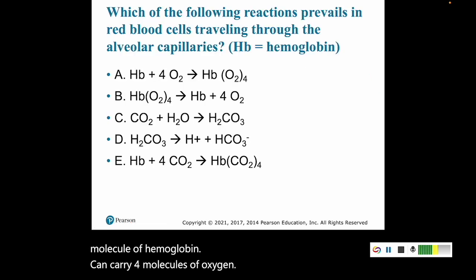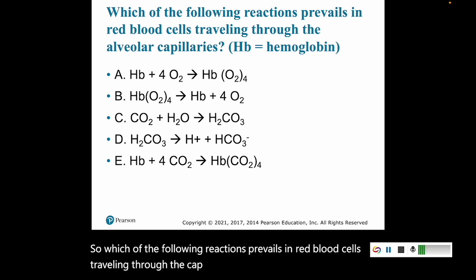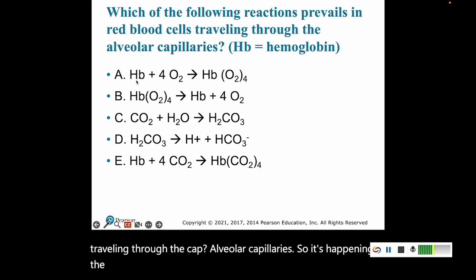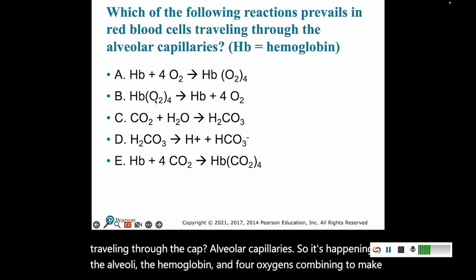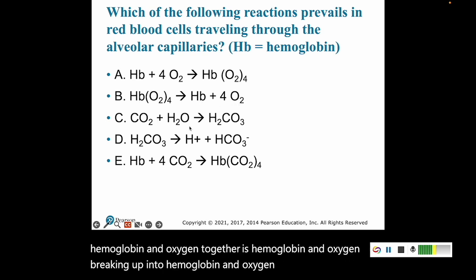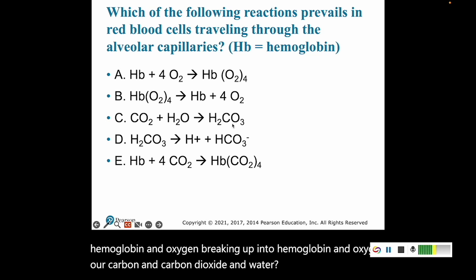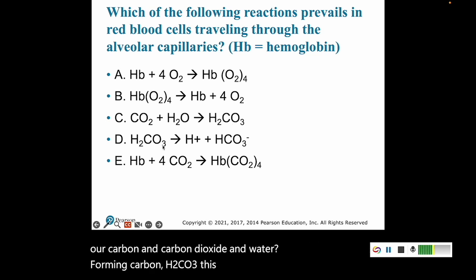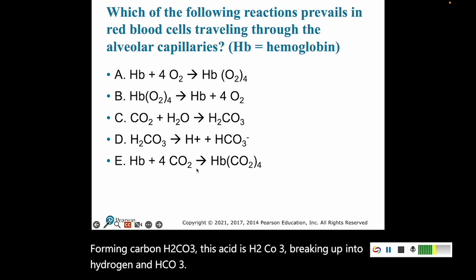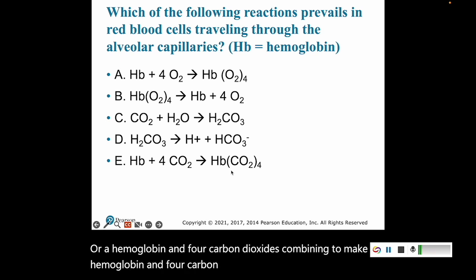Which of the following reactions prevails in red blood cells traveling through the alveolar capillaries? So what's happening in the alveoli? Is hemoglobin and 4 oxygens combining to make hemoglobin and oxygen together? Is hemoglobin and oxygen breaking up into hemoglobin and oxygen? Are carbon dioxide and water forming H2CO3, this acid? Is H2CO3 breaking up into hydrogen and HCO3? Or are hemoglobin and 4 carbon dioxides combining to make hemoglobin and 4 carbon dioxides combined?